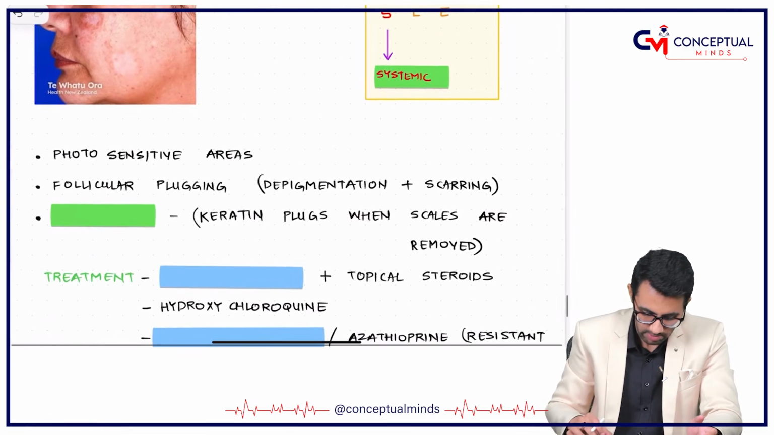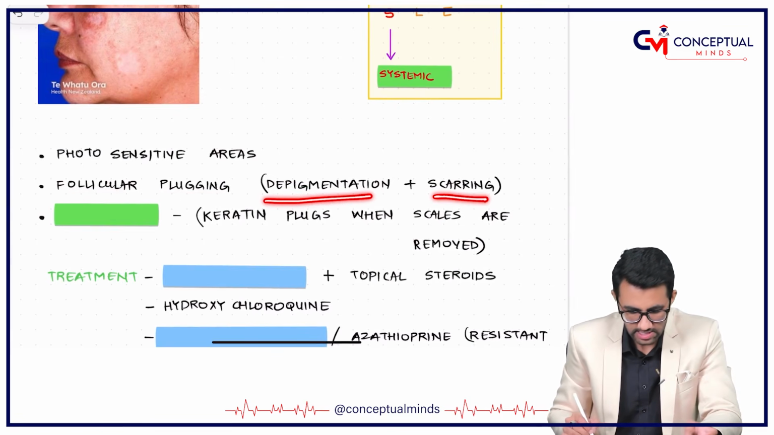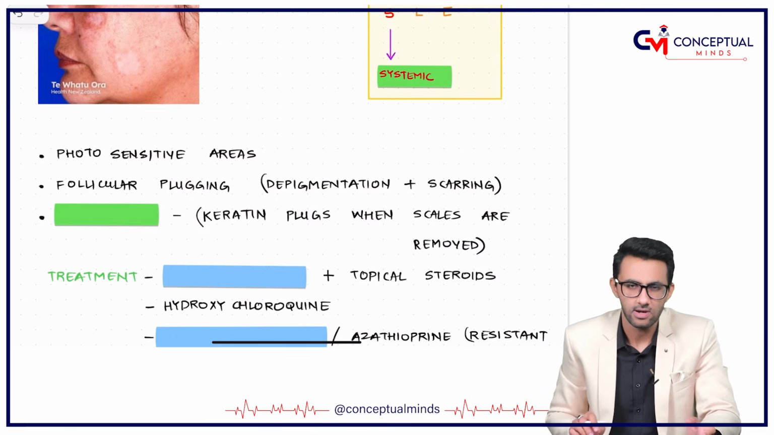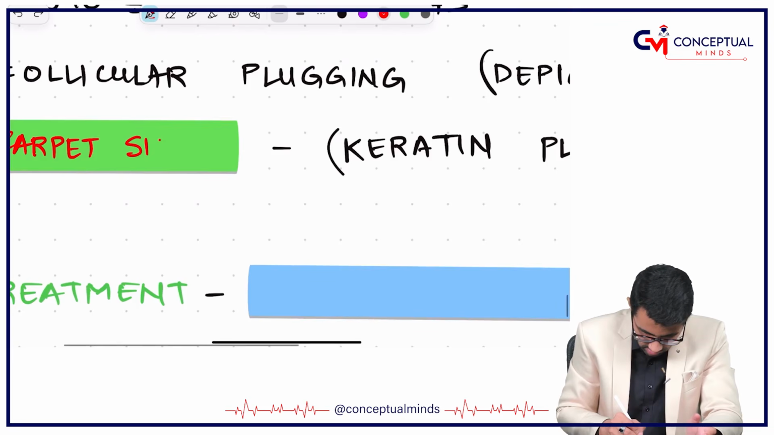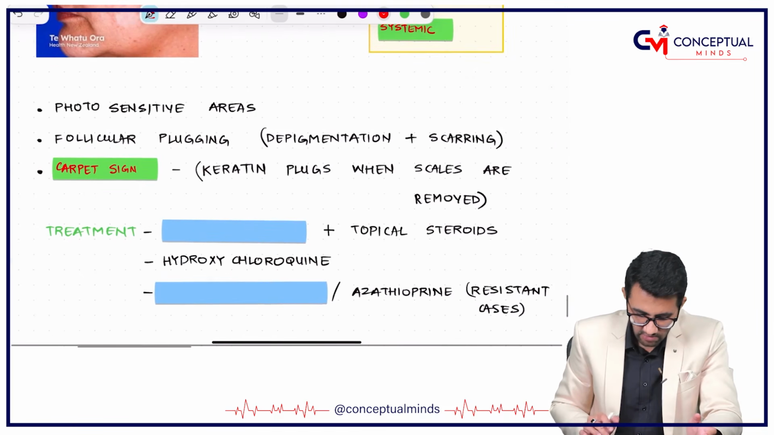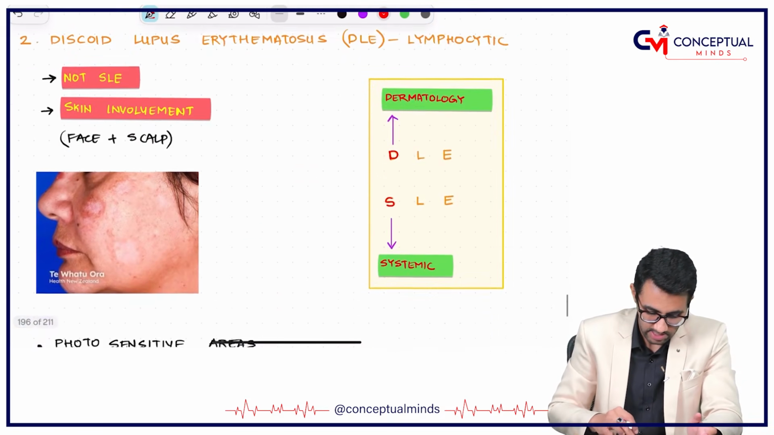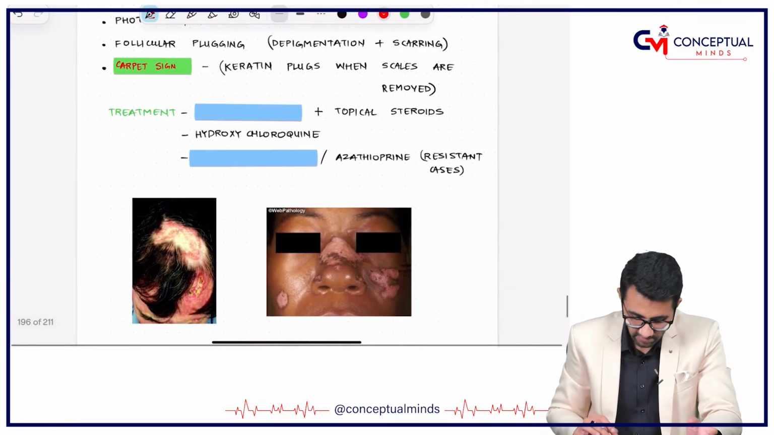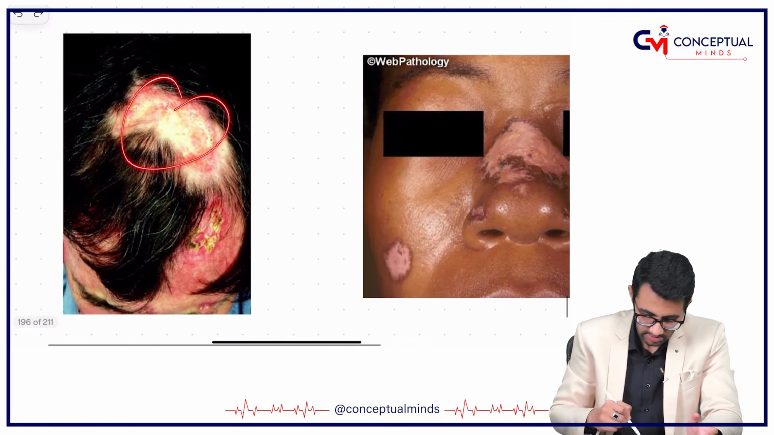How about the next point? We have follicular plugging, and in them we will find depigmentation and scarring. And it is a very classical word over here, that is carpet sign. The carpet sign is a very classical feature of it, that when the keratin plugs are removed, that is when we see this. That is when this sort of structure is formed. We have a few more images over here as well. You can see this is the sun exposed part, and over here you see it on the scalp as well.